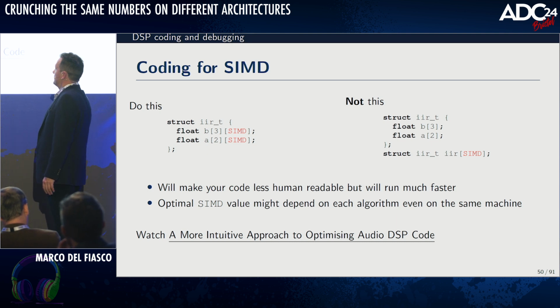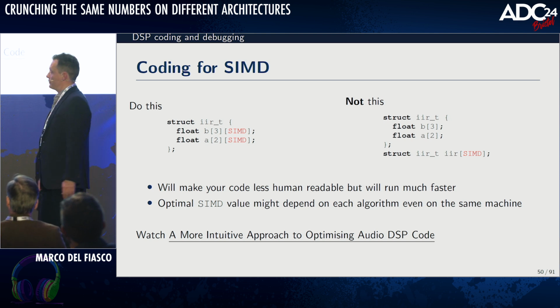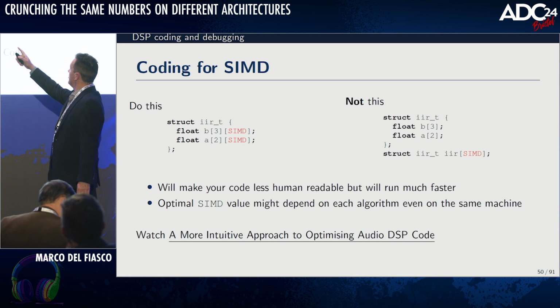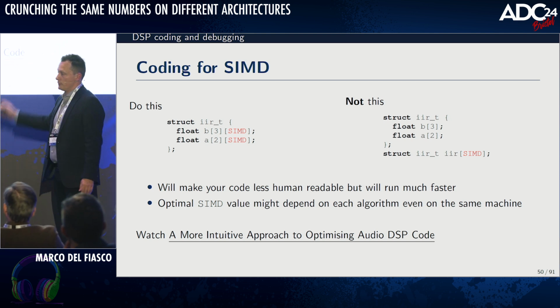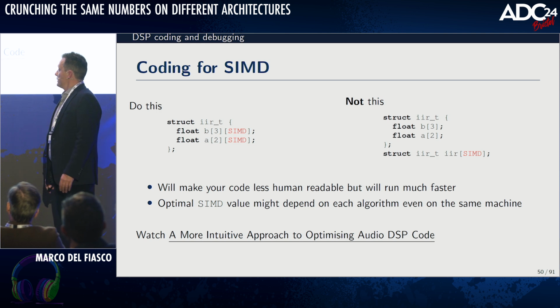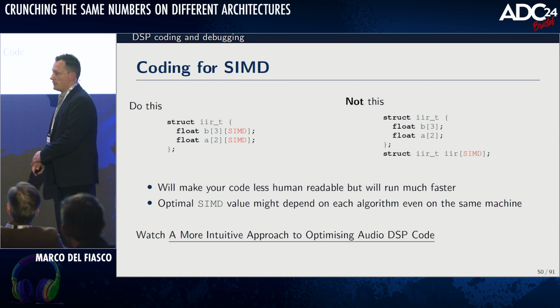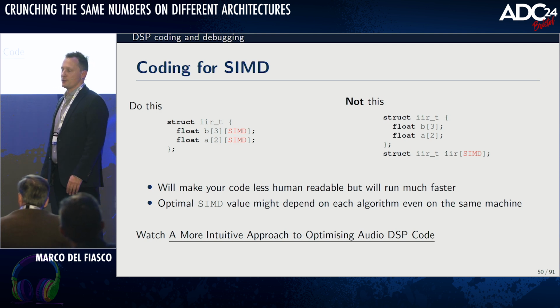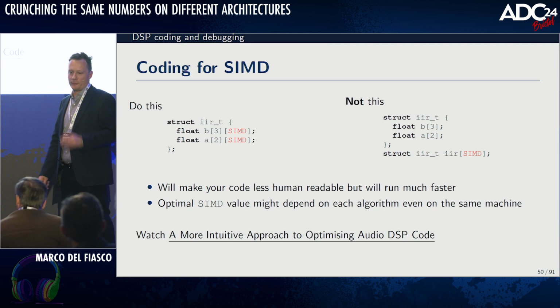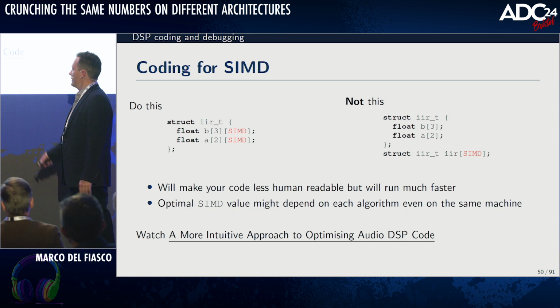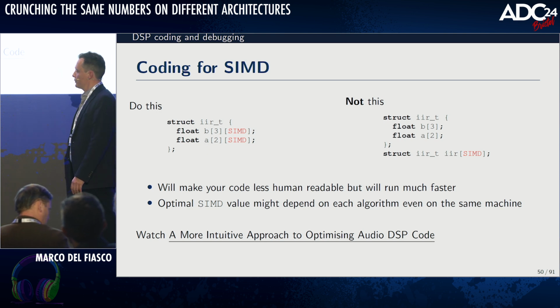Coding for SIMD. If you want to use SIMD in a processor, typically you have to code like this, and not like in the second form. This will make our code less human readable, but this is the only way to make SIMD work. I also encourage you to watch this video from my colleague and friend Gustav Andersson. It's an ADC video from last year where he talks about this matter. So check it out, please.